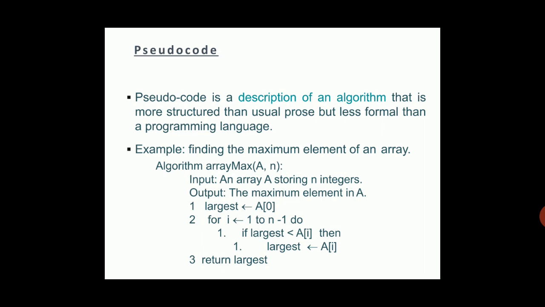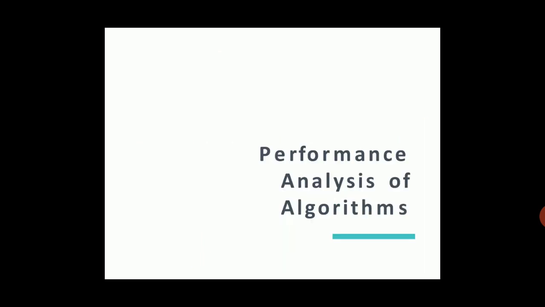So if largest is less than a of i, that means we set the first value as largest, then compare with the next value. If it is a larger value, then largest is replaced by the next value, otherwise the result is reflected as the largest. This is the procedure to write pseudocode, or sometimes we write our algorithm like pseudocode.